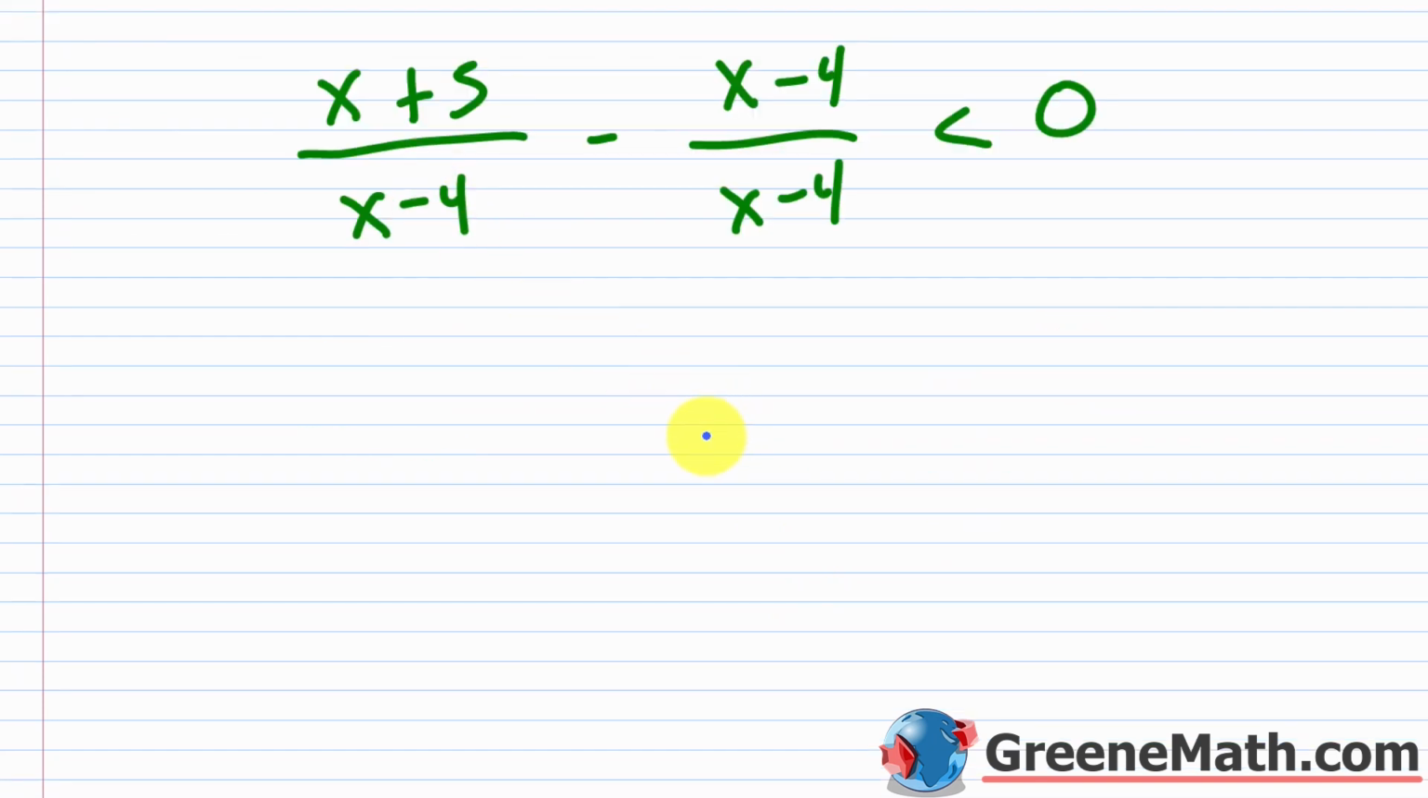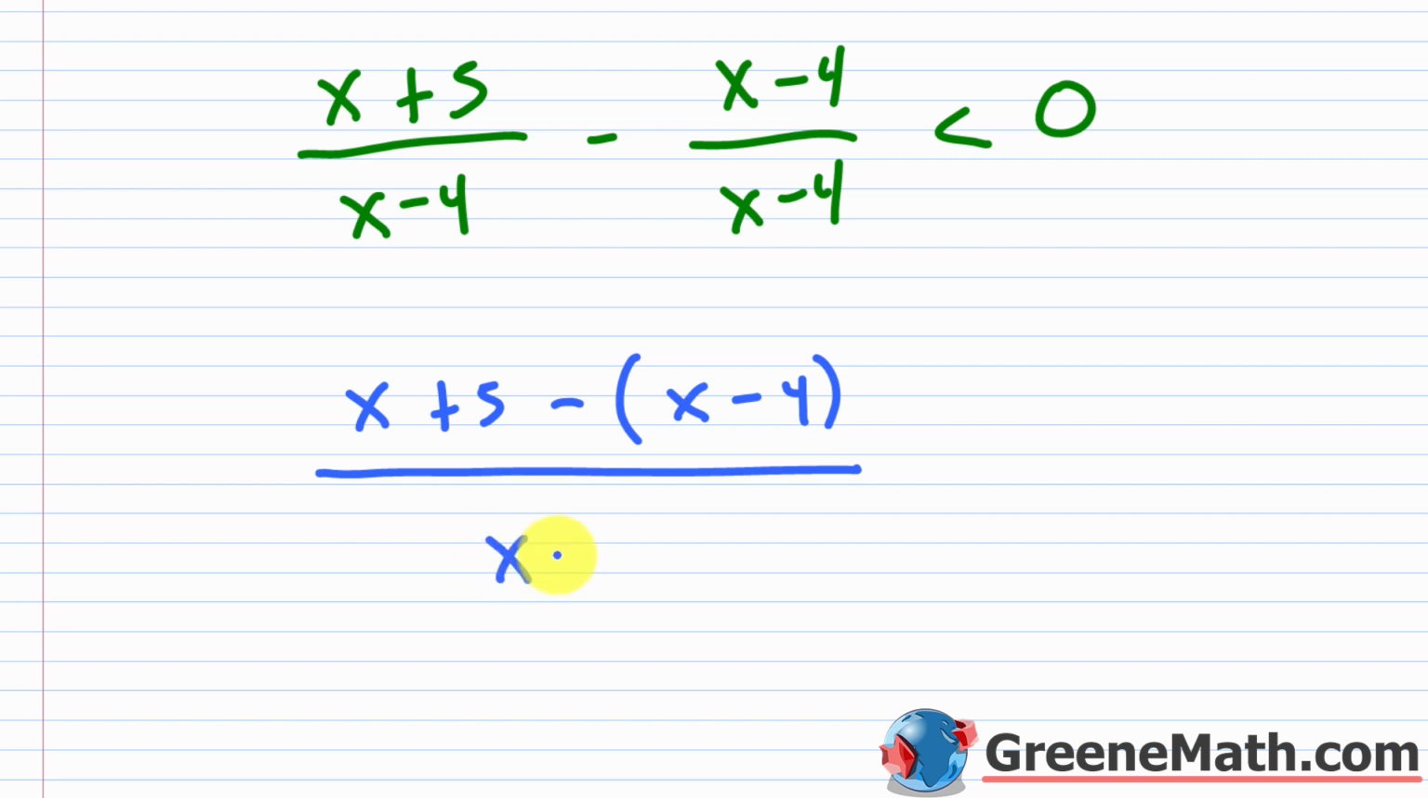Now you do need to be a bit careful here. You are subtracting this whole thing away. So when you set this up, go x plus 5, and then minus, I'm going to wrap this in parentheses, this x minus 4 here, because again, the x is being subtracted away, and so is the negative 4. So that's very important. Then this is over your common denominator of x minus 4. And again, this is less than 0.